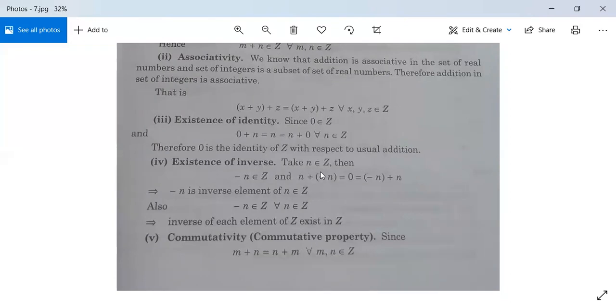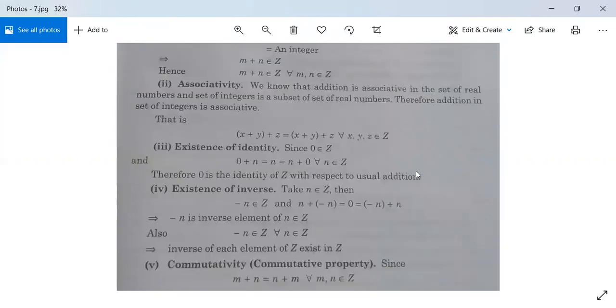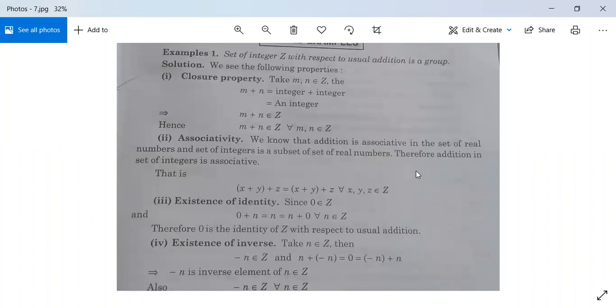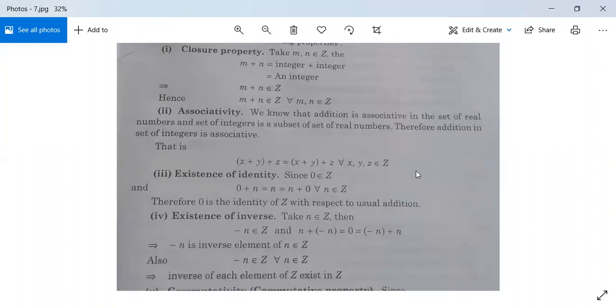Next, existence of inverse. Take n in Z, then minus n will also be in Z, because Z is the set of integers. If plus 3 is in Z, then minus 3 is also in Z. And n plus minus n will be equal to 0, and it is nothing but minus n plus n. This is your identity. So minus n is the inverse element of n in Z. Also minus n belongs to Z for all n in Z. Hence the inverse of each element of Z exists in Z. That means Z with respect to addition satisfies the closure property, associativity, existence of identity and existence of inverse.